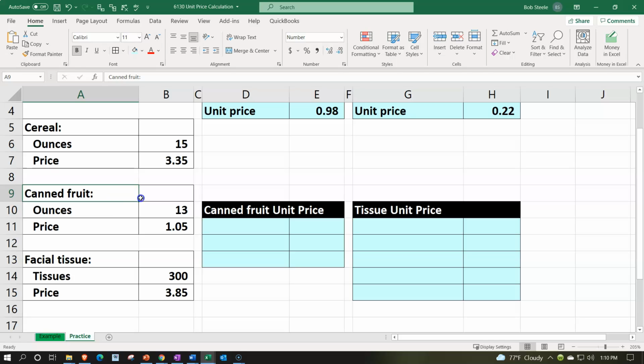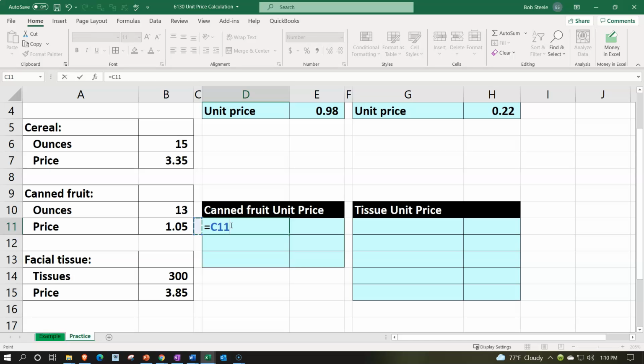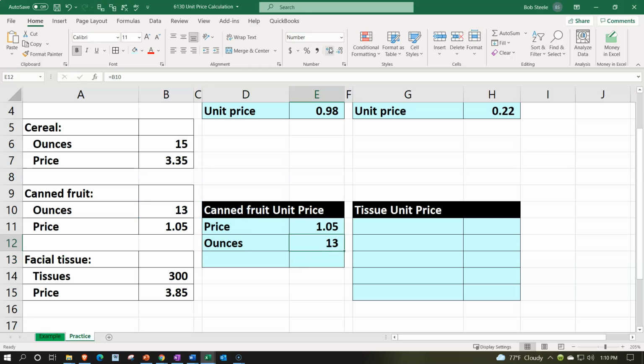Let's look at the fruit. So we're going to say the fruit is in ounces as well. So we've got another item in ounces. All right, the fruit, the price is $1.05. Adding some decimals, number group, decimalize, 1.05. We'll pick up the ounces, which are going to be 13 ounces. Underlining that, font group and underline.